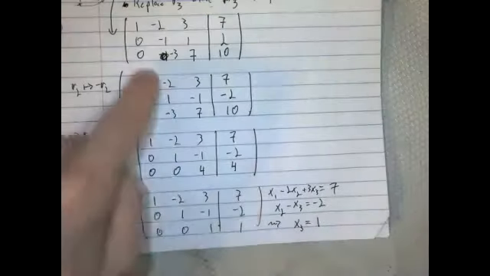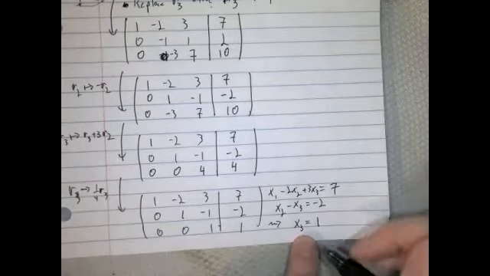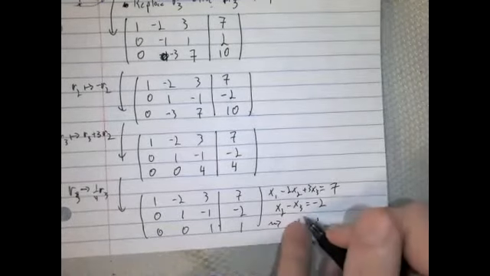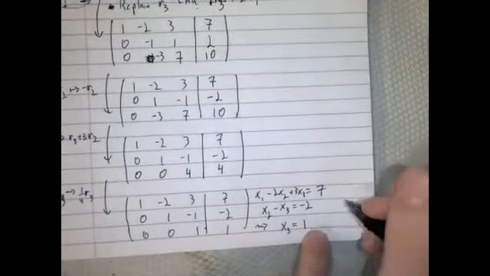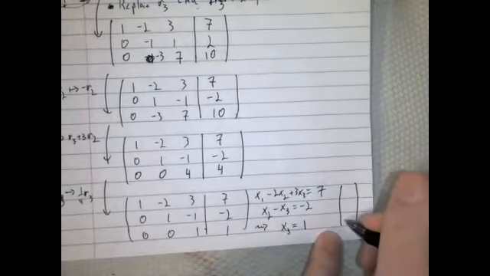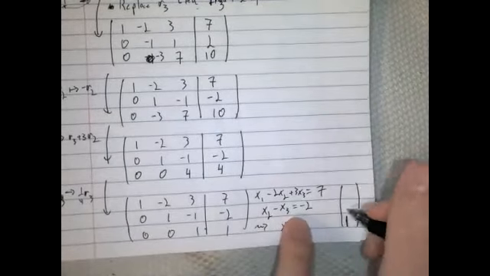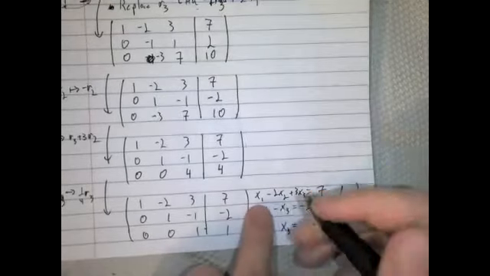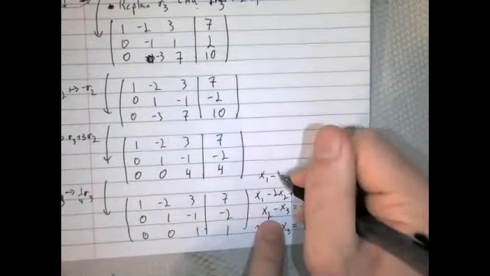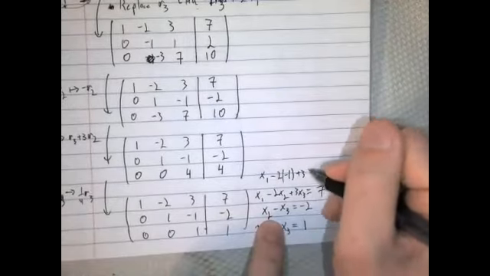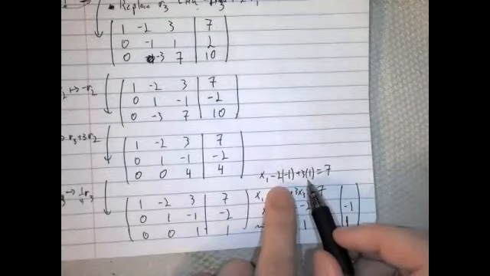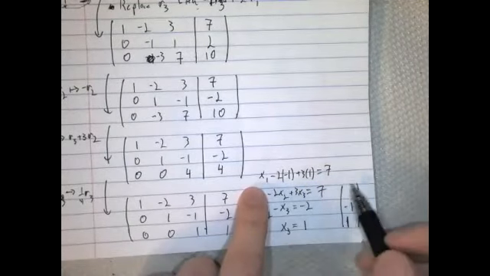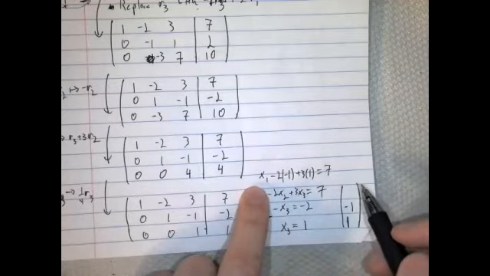And now you see what I've done with this procedure is made it almost instantaneous to solve. x3 has to be 1. If x2 minus 1 is equal to -2, then what does x2 have to be? -1. And then if I have x1 minus 2 times -1 plus 3 times 1 being equal to 7, that's the same thing as 3 plus 2 plus x1 is equal to 7, and I get x1 equals 2.